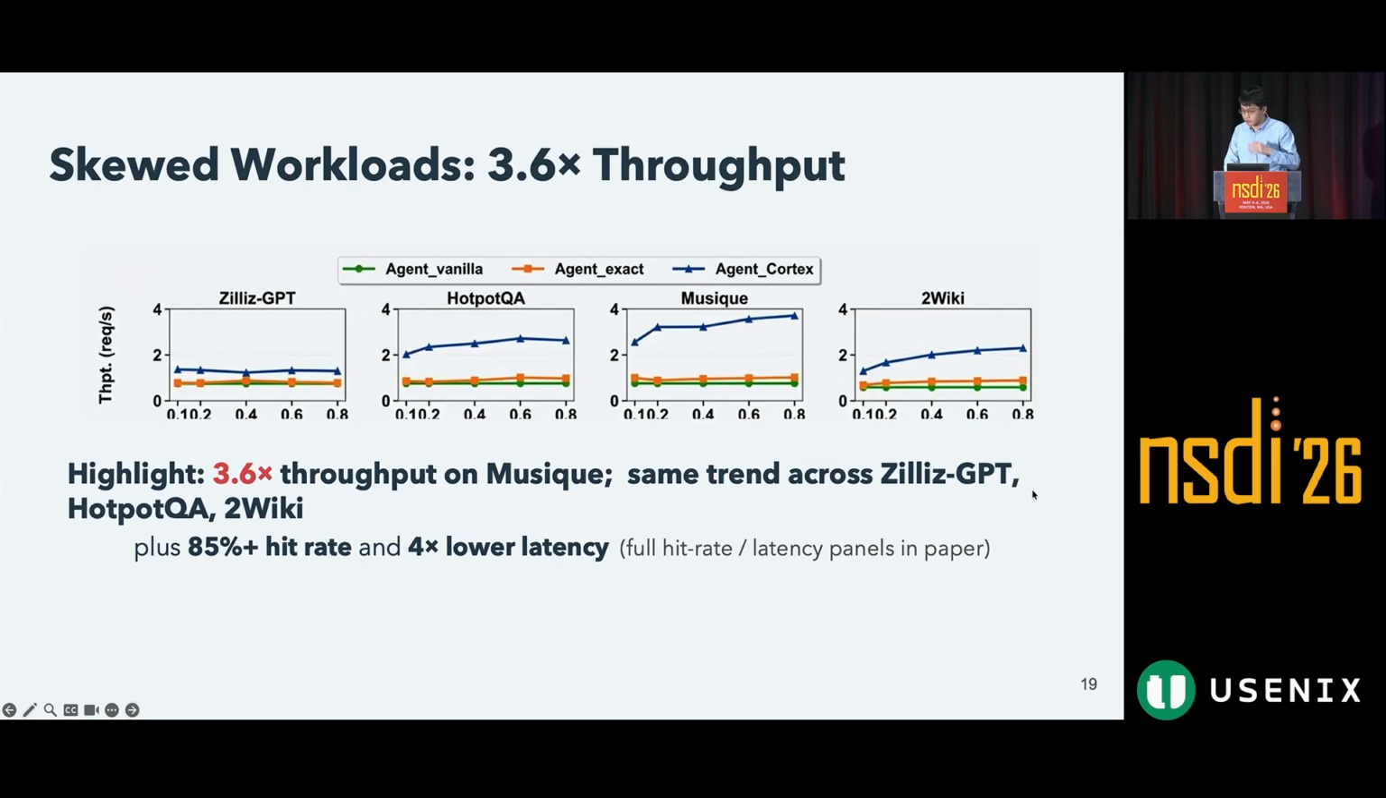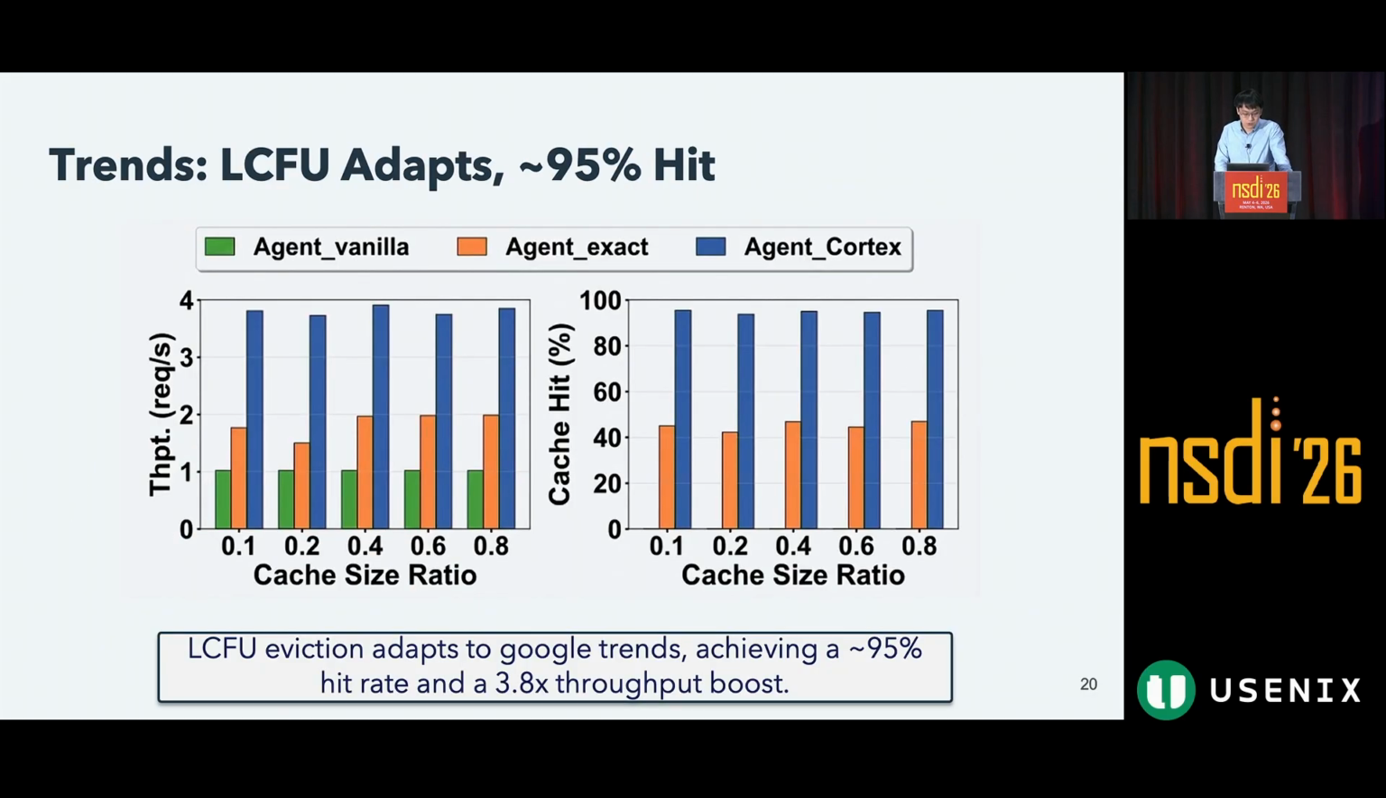Here is our primary result. Across all benchmarks, we achieve nearly 3.6 times throughput on the MuSiQue dataset, with the same trend across the other datasets, HotpotQA and a wiki dataset. We also maintain a very good hit rate and significantly reduce the latency. Our own LCFU cache eviction policy also adapts very well to bursty Google Trends, achieving nearly a 95% hit rate and a 3.8 times throughput boost.